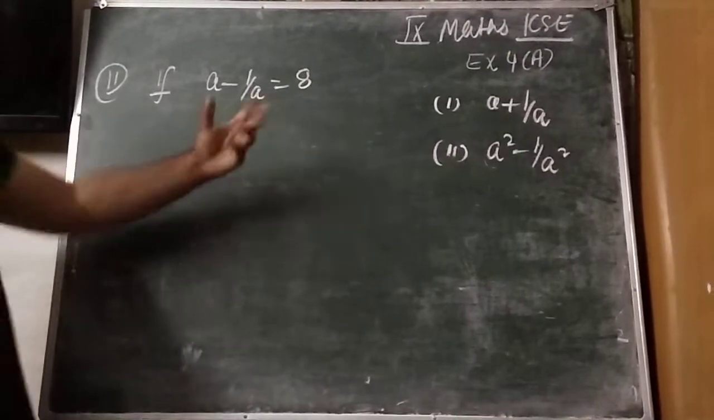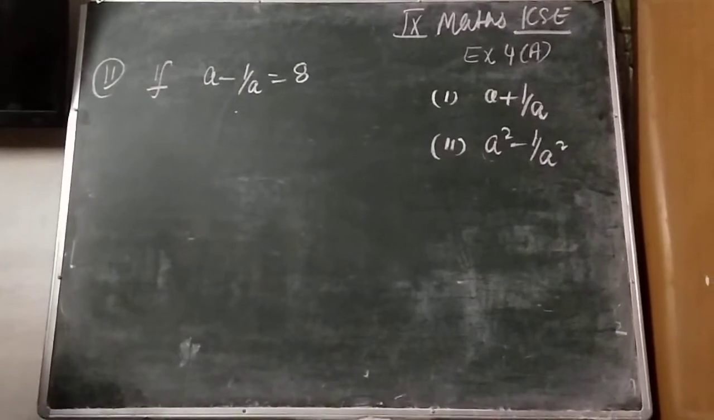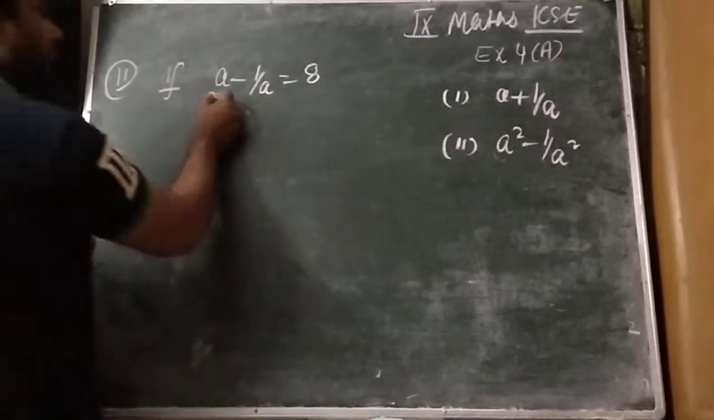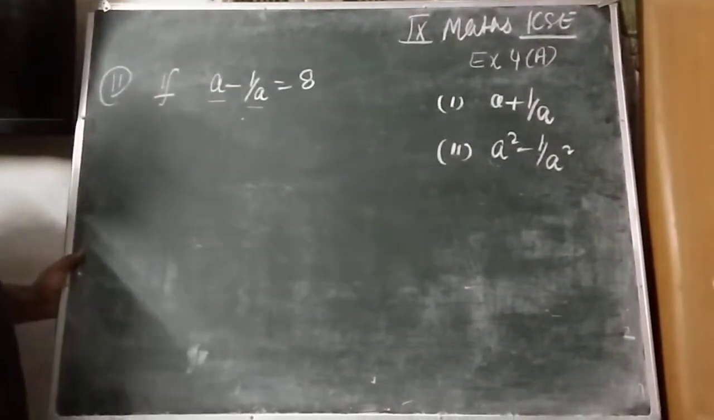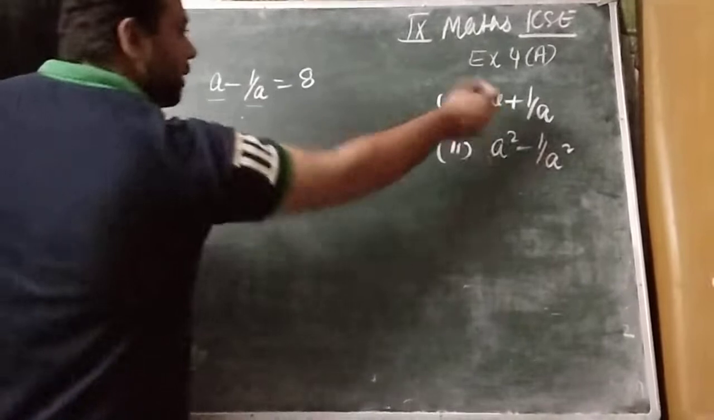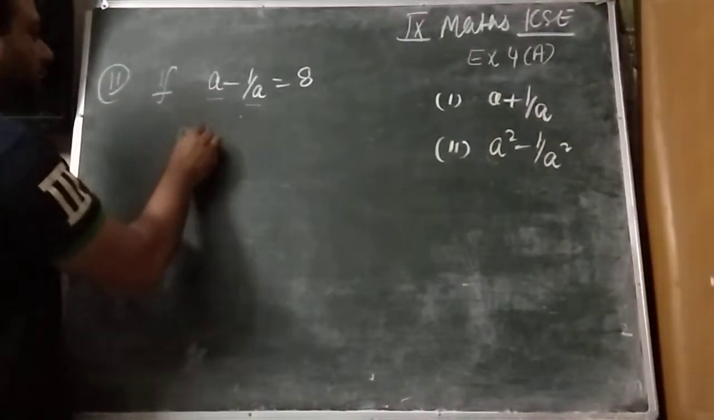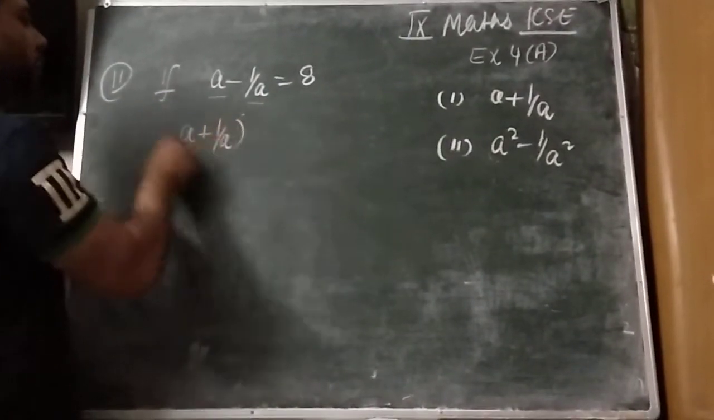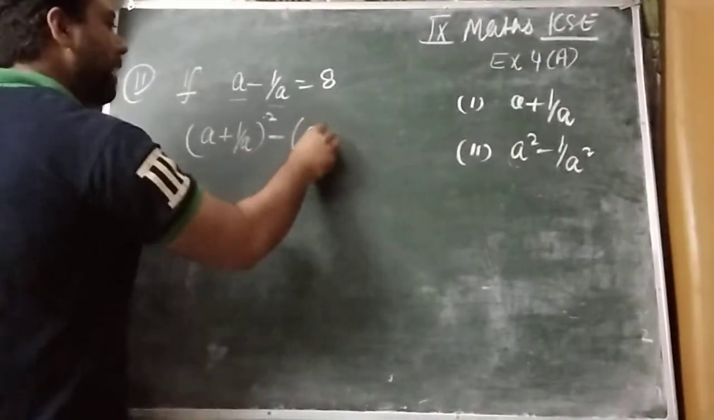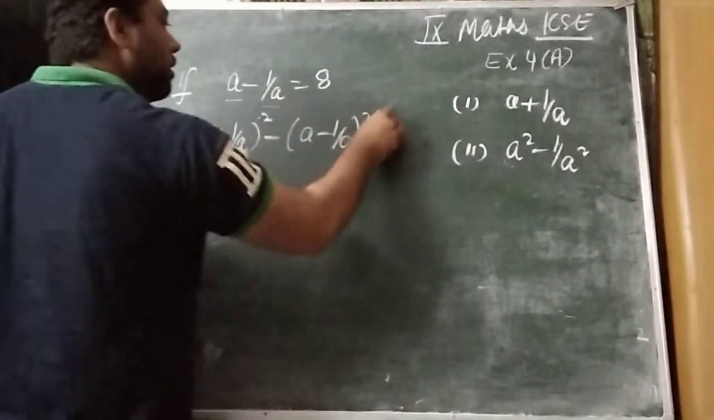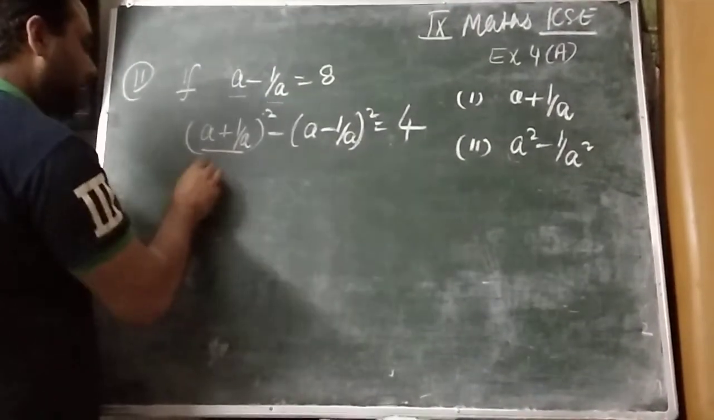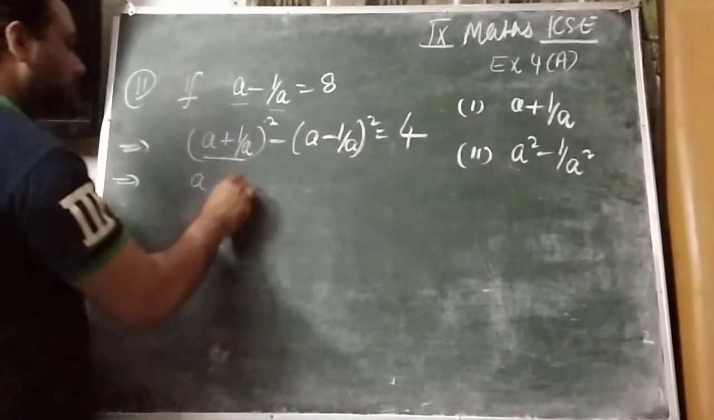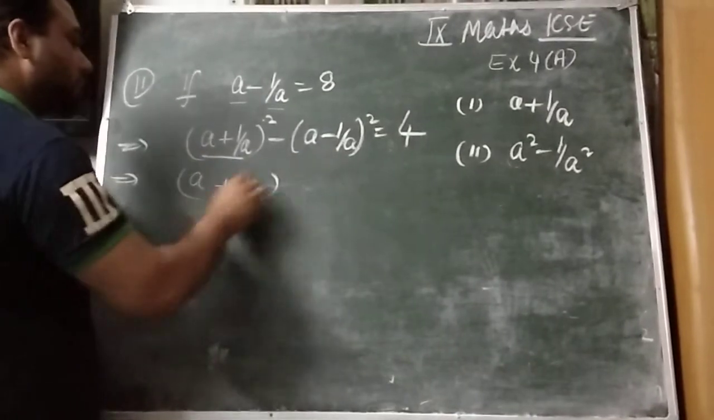So students, one more question we will do based upon the same formula. Here a minus 1 by a is given, यानी कि a और b क्या है, 1 by a plus 1 by a we have to find. So same formula which we have done: (a plus 1 by a) whole square, (a minus 1 by a) whole square equal to 4. So what is the value of this? That we have to find.